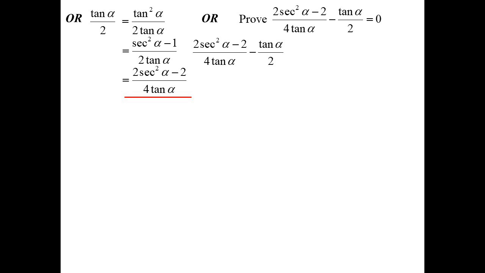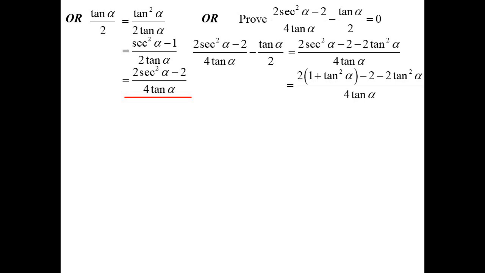Algebraic fraction, so let's get a common denominator. The common denominator is 4 tan alpha. On top I get 2 sec squared minus 2 tan squared. But hang on a sec, sec squared is 1 plus tan squared. So now I have 2 plus 2 tan squared minus 2 tan squared. It's 0. I now know that's a fact.